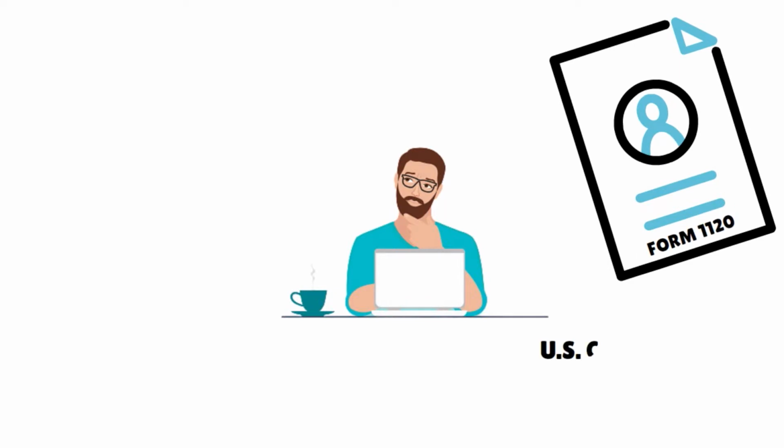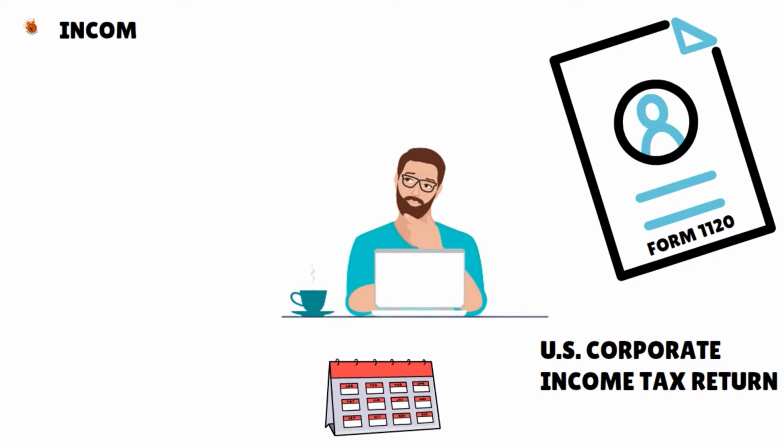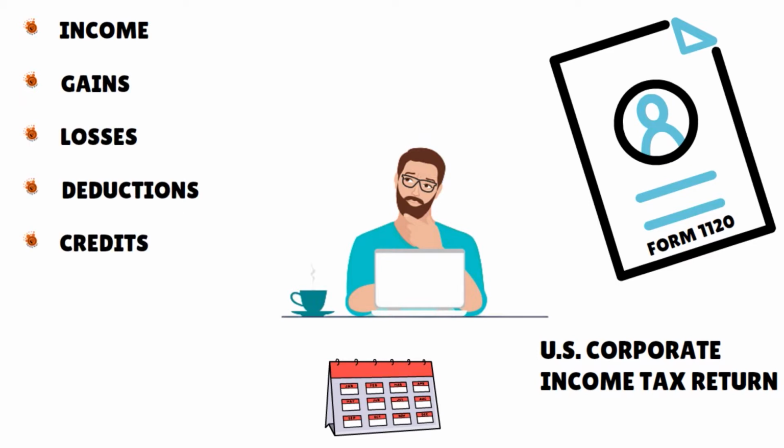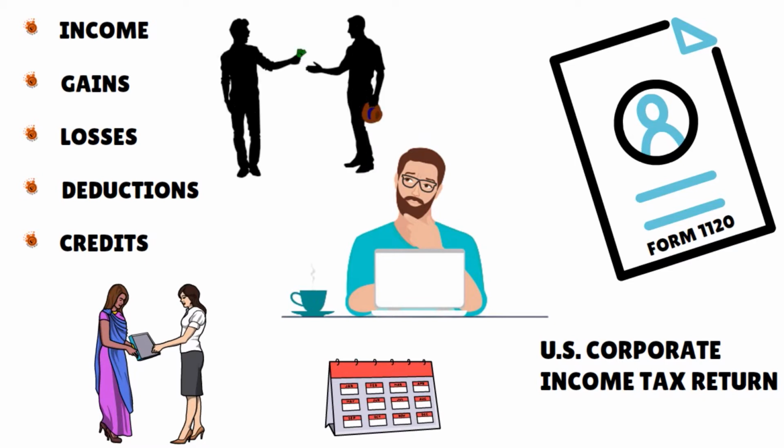It's called a U.S. corporate income tax return. This is a form that incorporated businesses use to file income taxes for the year. Corporations must use Form 1120 to report things like income, gains, losses, deductions, and credits. So if your business is a corporation or files as one, for example, you can have an LLC that files as a corporation, you must file Form 1120. The form will tell you how much your business needs to pay in income taxes for the period.